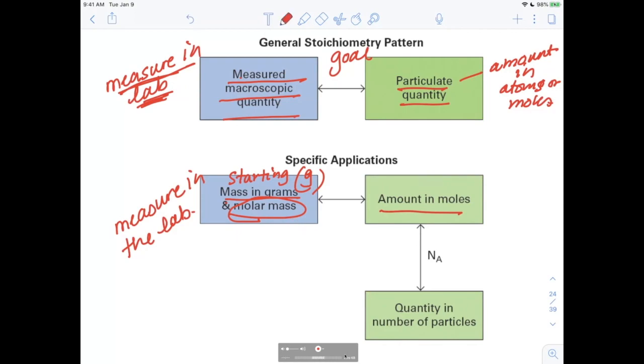You will then convert to moles using molar mass. And then from here, you will use Avogadro's number to convert from moles to the quantity of particles, depending on the formula. They're trying to remain non-committal here. So this could be either atoms, if it was an element, or molecules, if it's a compound.